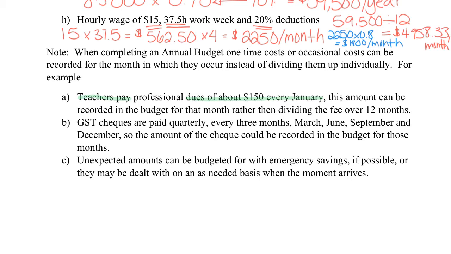Another thing to consider is GST checks, and they're paid quarterly. So that's every 3 months, or 4 times a year. And that happens in March, June, September, and December. So you can record it in those months particularly. That's mostly what people would do. Or you can take a look and spread it out over the year. But most of the time we would record it in those monthly budgets. And then we have unexpected amounts that can be budgeted with emergency savings. So they might be dealt with on an as needed basis. So you might need to add those just to the month that those emergencies happen.